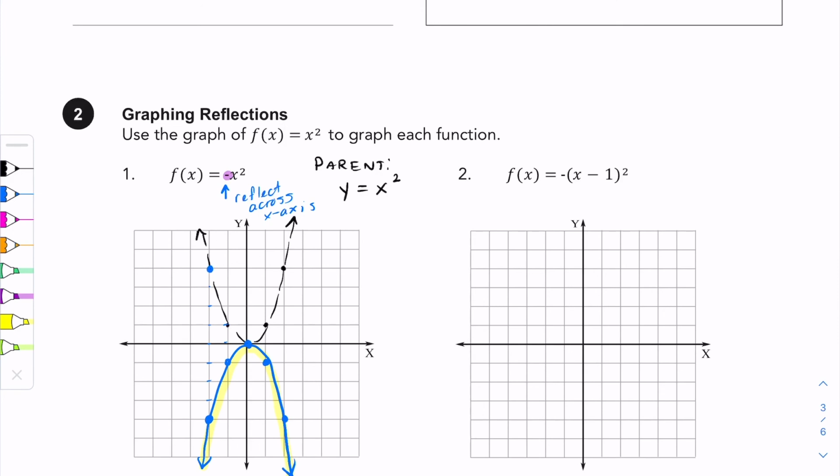Again, you could multiply your y-coordinates by negative 1. For example, this point right here is at negative 2, positive 4. This point right here is at negative 2, negative 4. Your x-coordinate is the same. The y-coordinate is multiplied by negative 1.